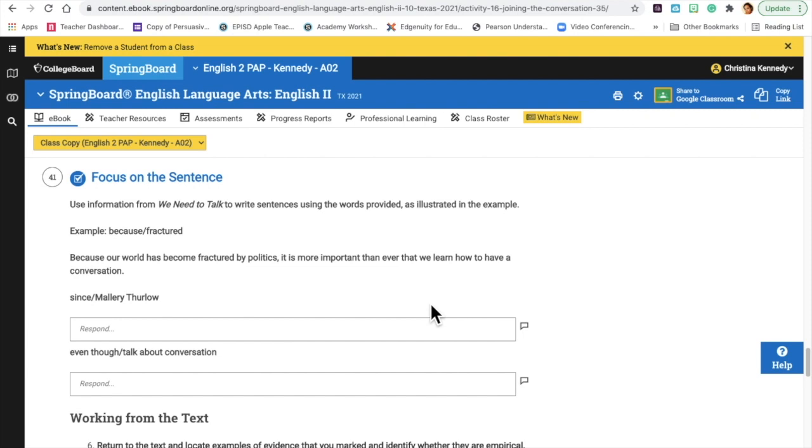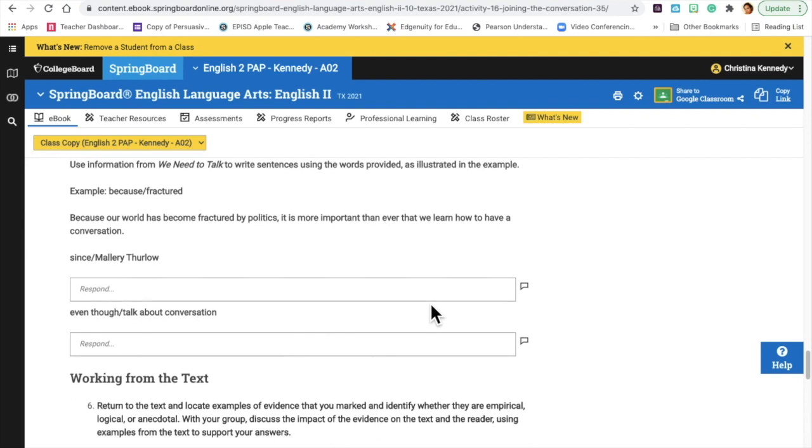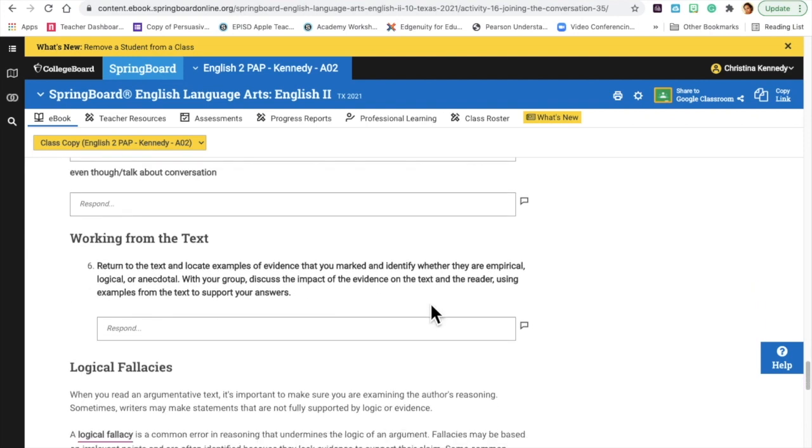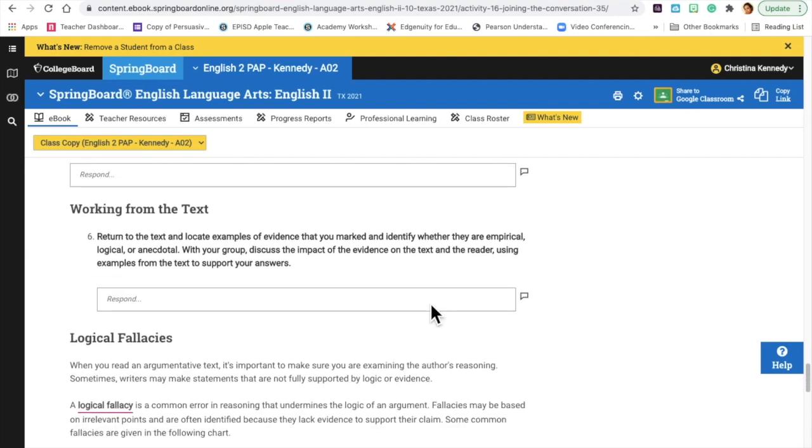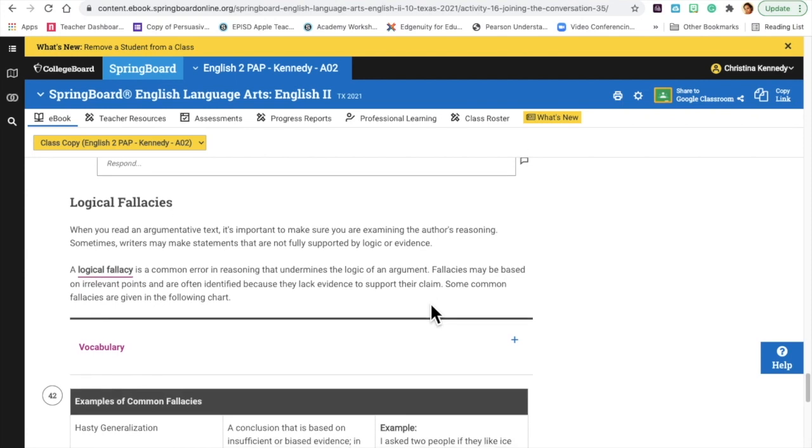So focus on the sentence. We can go ahead and skip that one because I don't really worry about that, okay? But we're going to jump on to logical fallacies. So go ahead and skip number 6, please.